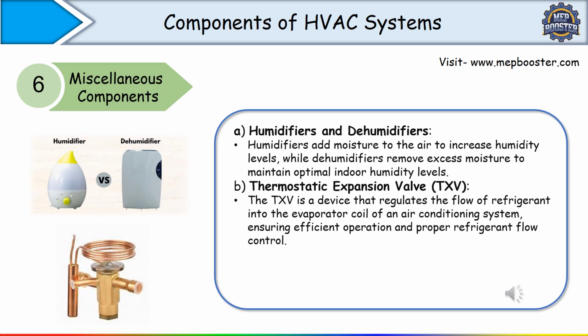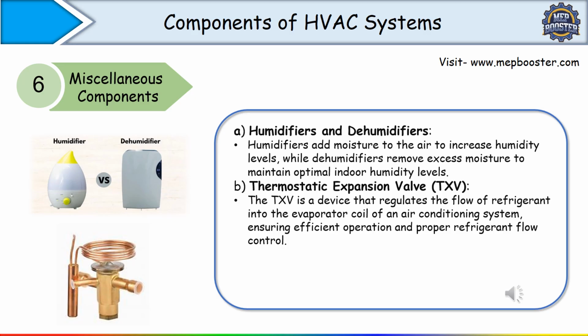It maintains a constant superheat, which is the temperature difference between the refrigerant saturation temperature and its actual temperature leaving the evaporator coil. So by adjusting the flow of refrigerant, the thermostatic expansion valve ensures that the evaporator coil operates at peak efficiency and maintains proper cooling capacity under varying load conditions. So how does this thermostatic expansion valve work, that I will just discuss.